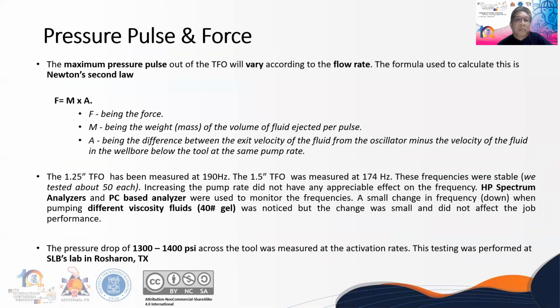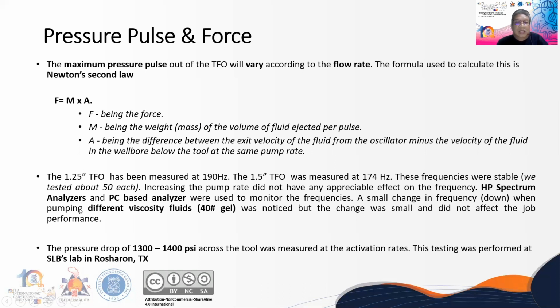Now we discuss pressure pulse and force. Basically, we use a formula based on Newton's second law. Newton's second law says that F equals M times A. F is the force, M is the mass of the volume of fluid ejected per pulse, and A is the difference between the exit velocity of the fluid from the oscillator minus the velocity of the fluid in the wellbore below the tool at the same pump rate.